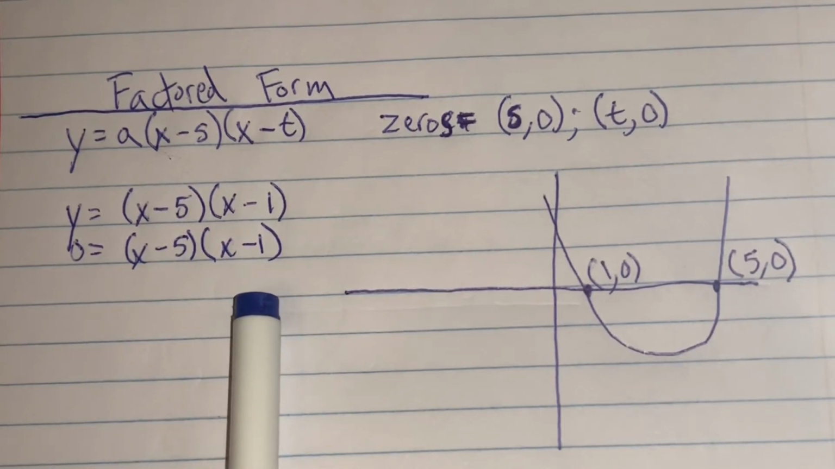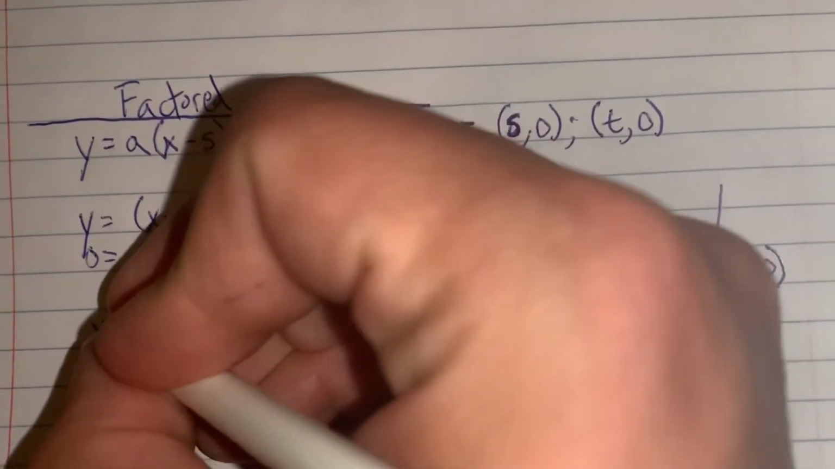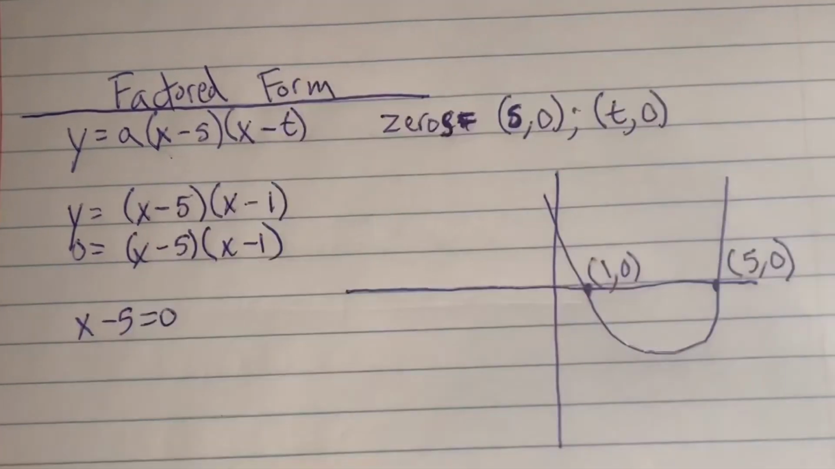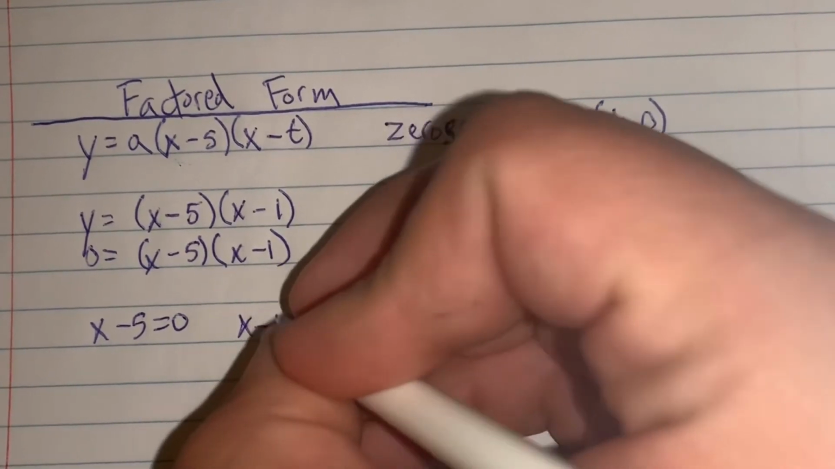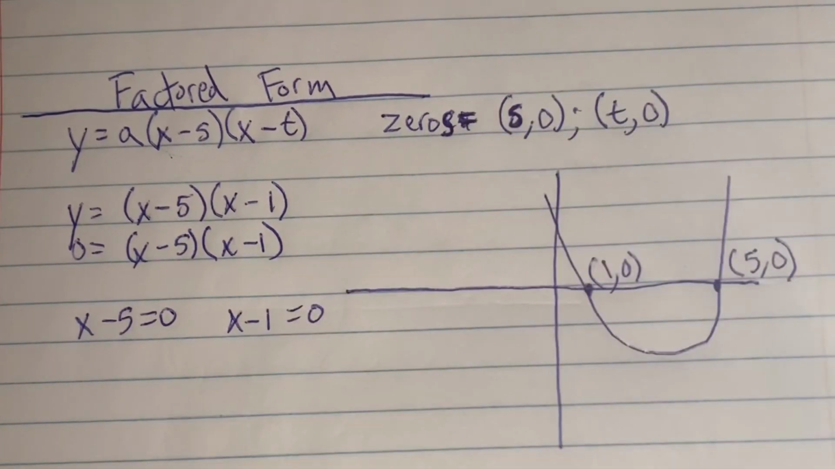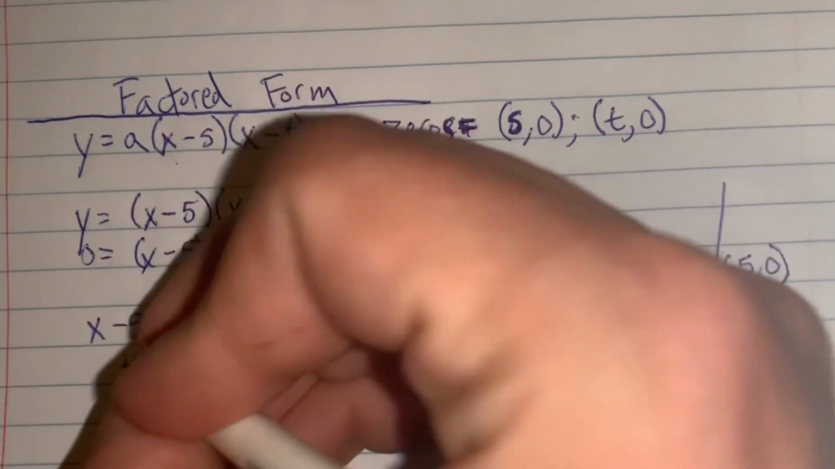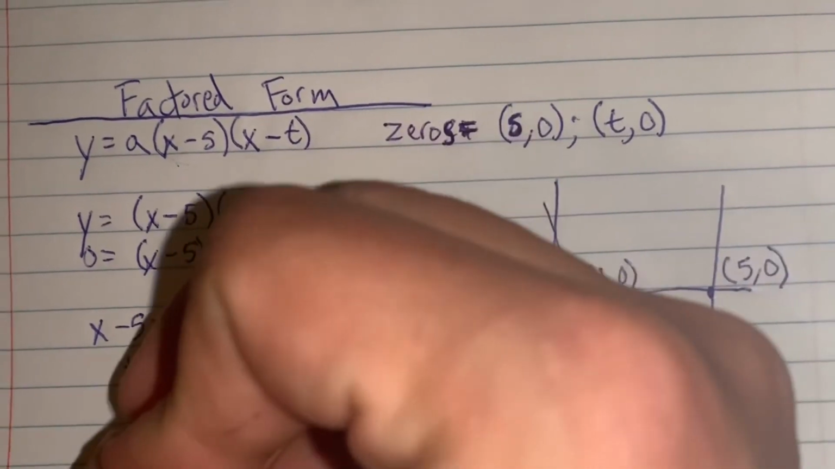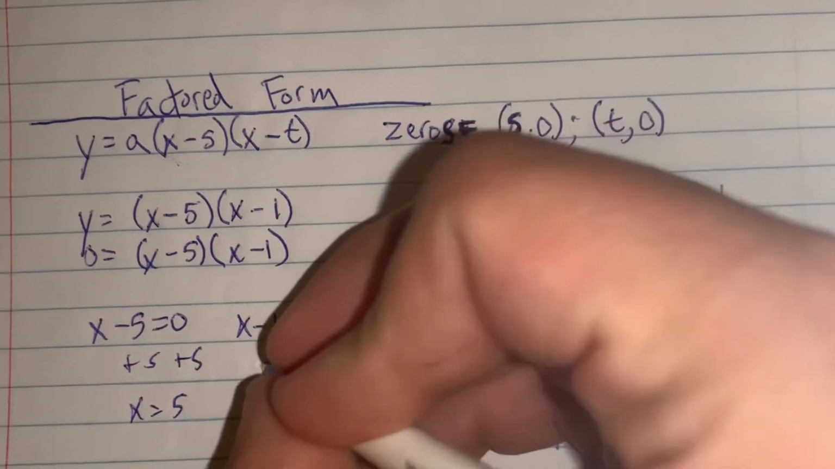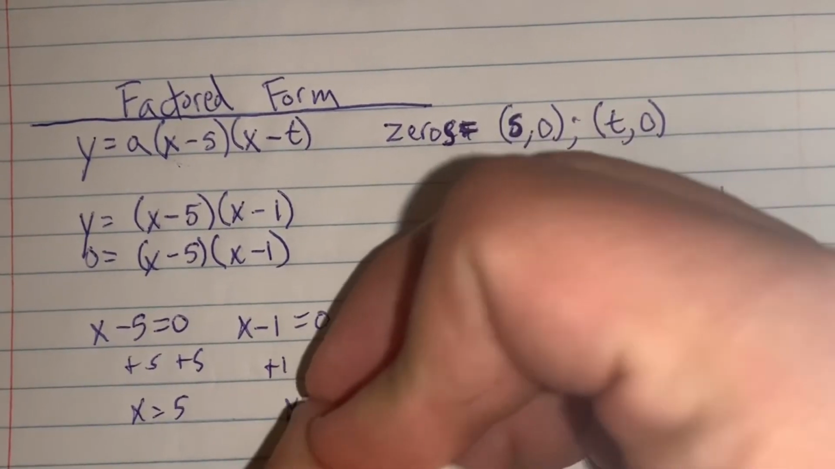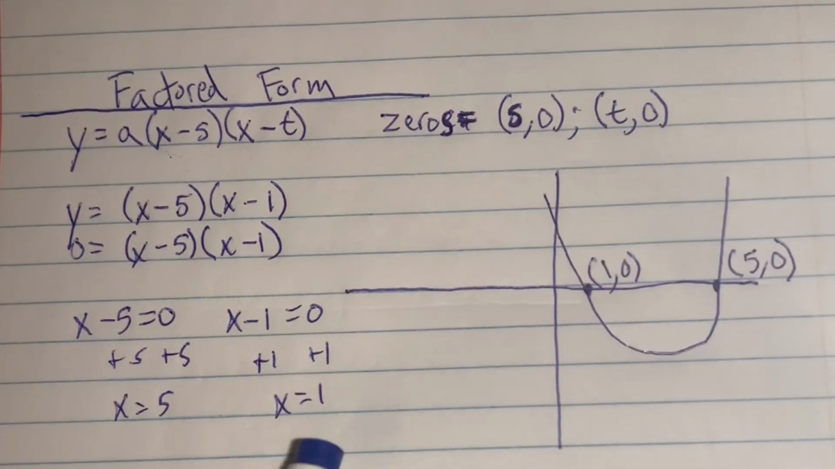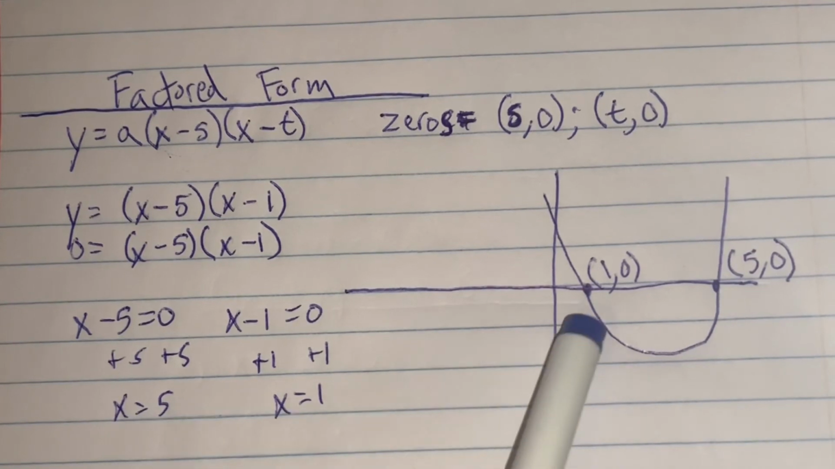equals 0. So we can make now two separate equations, because if either one of the contents of these parentheses equals 0, the entire thing will equal 0. So now we can solve this pretty easily. If I add 5 to both sides, x equals 5. Add 1 to both sides here, x equals 1. Our zeros are 1 and 5. And we can see that on the graph.